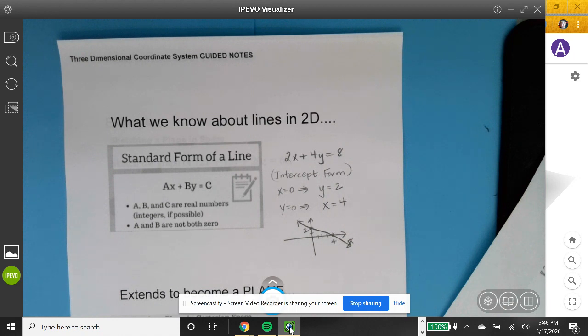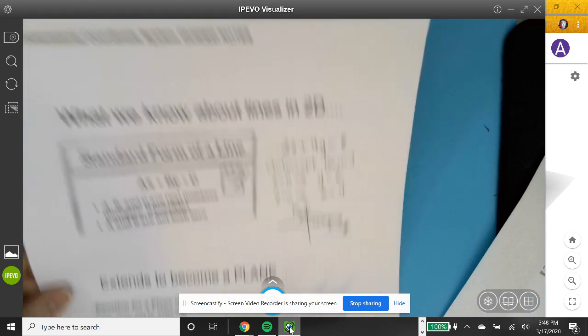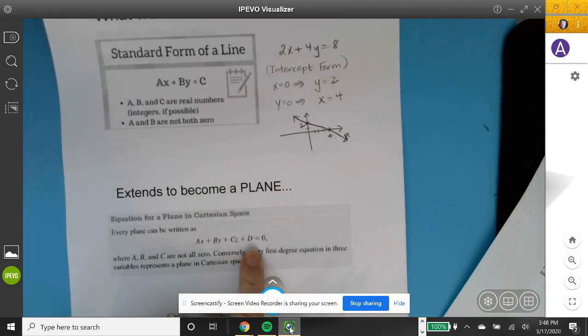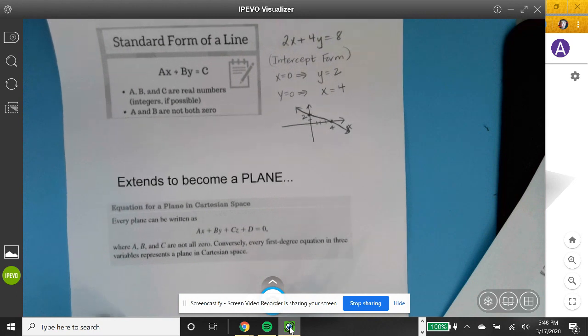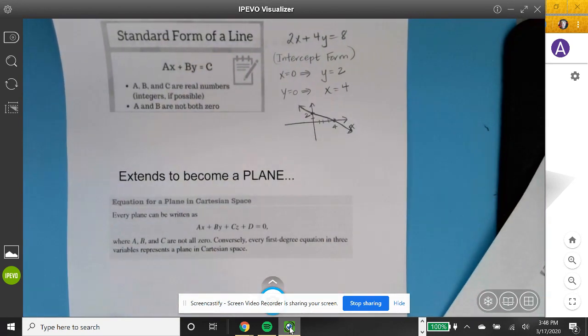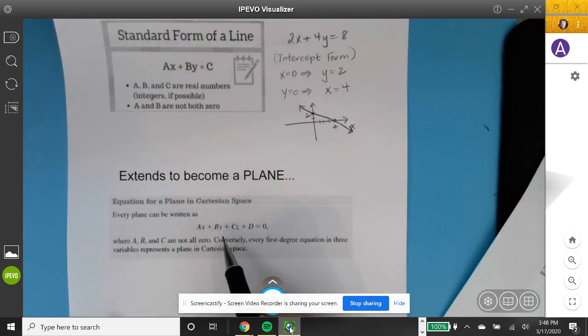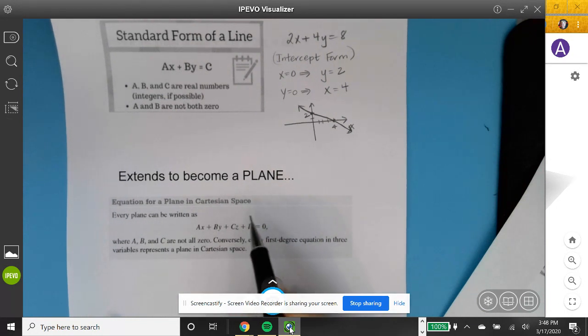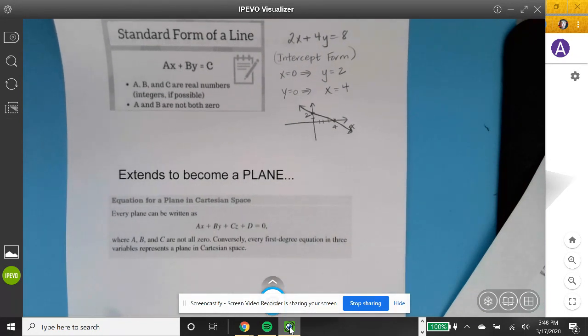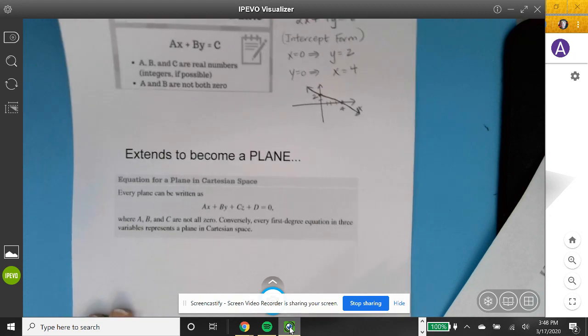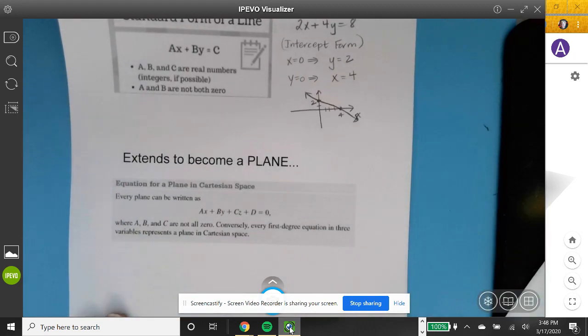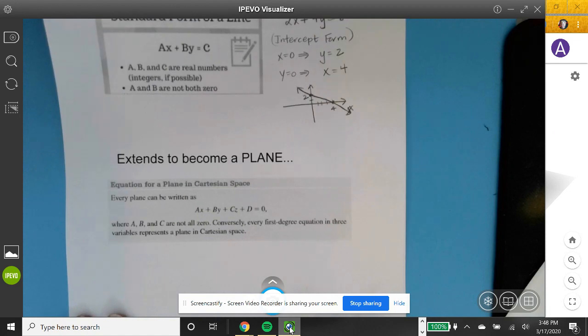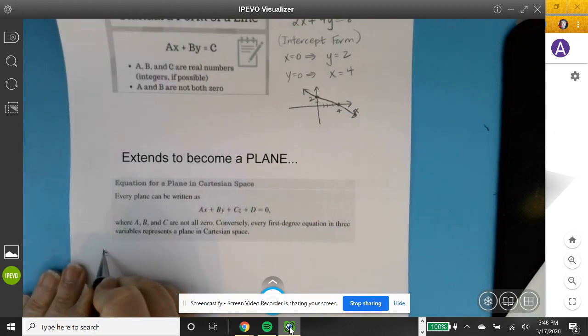But in 3 space, when we have ax plus by plus cz plus d equals 0, instead of ax plus by equals c, and we have linear terms for the x, the y, and the z, this becomes a plane, which is really pretty cool. We're going to play around with this a little bit. All right, so let's do an example.